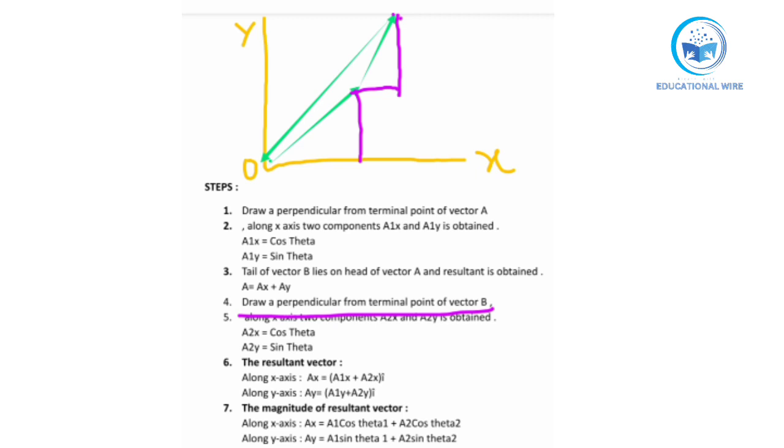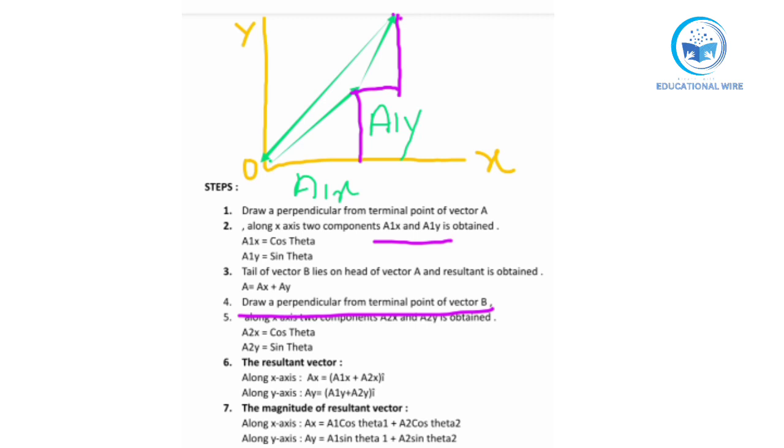Okay, now what we will do, as they said, draw a perpendicular from the terminal point of vector a, that two components are obtained, a1x and a1y. So first of all, now we should write a1x and a1y. Like this we are having a1x and this is called a1y.